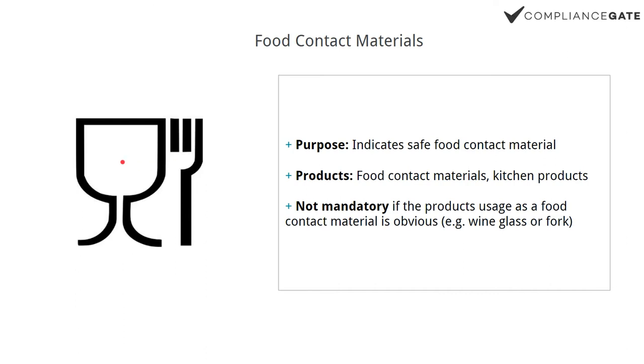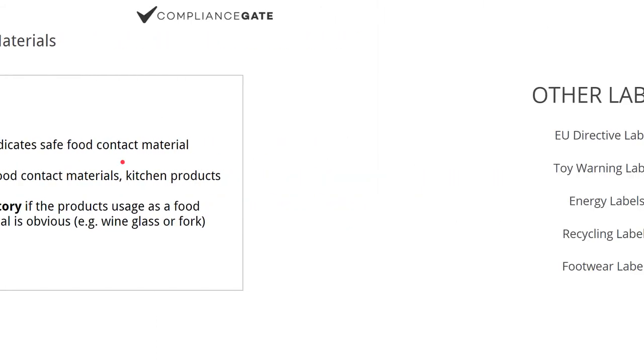Okay, so if it's something obvious like a blender or a glass or a knife or fork, then you don't actually need a symbol. It's only if it's not obvious that this product can or should be used as a food contact material.